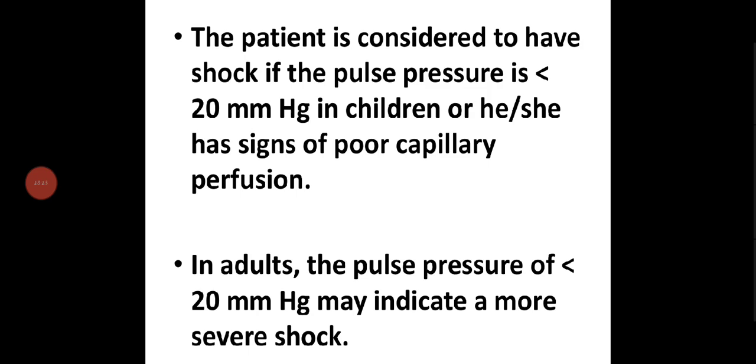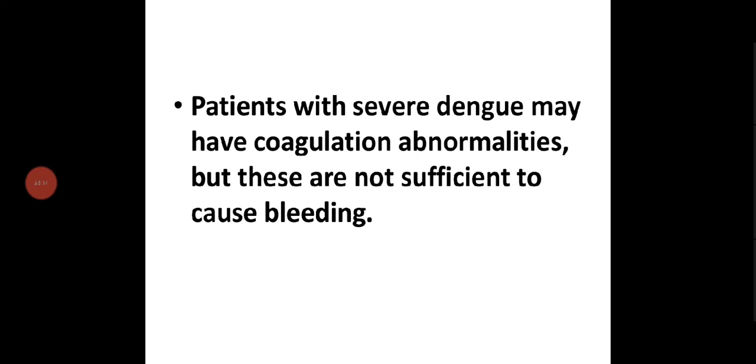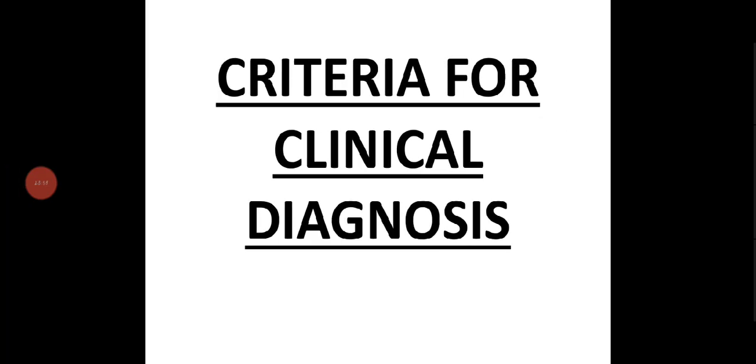A patient is considered to have shock if the pulse pressure is less than 20 mm of Hg in children, or he or she has signs of poor capillary perfusion. So that means he is in shock. In adults, if it is below 20 mm of Hg, it may indicate a more severe shock. Hypotension is usually associated with prolonged shock, which is often complicated by major bleeding. If hypotension is there, again major bleeding, again it is a complicated condition. Patients with severe dengue may have coagulation abnormalities, but these are not sufficient to cause bleeding. What are the criteria for clinical diagnosis?